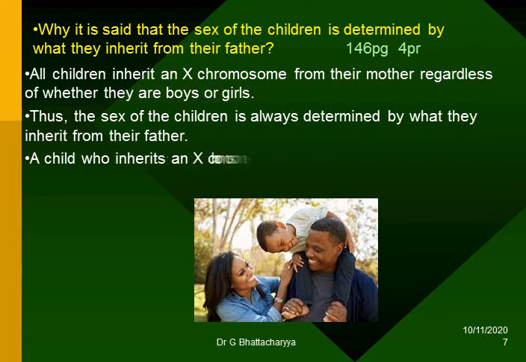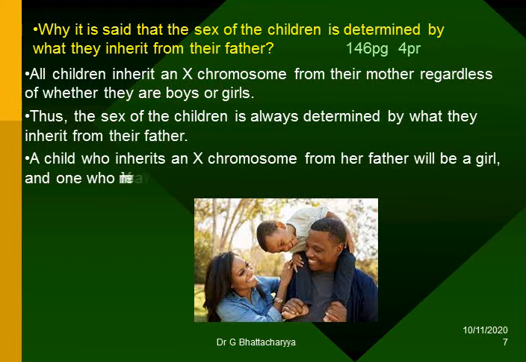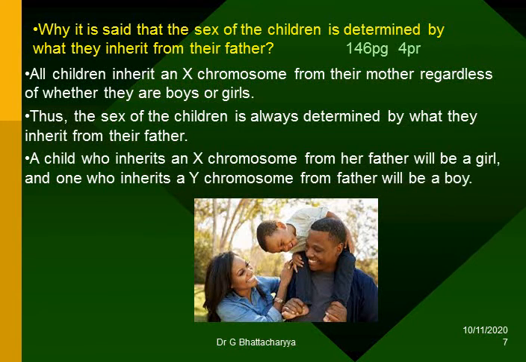A child who inherits an X chromosome from her father will be a girl, and one who inherits a Y chromosome from father will be a boy.